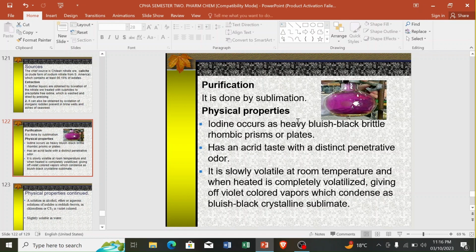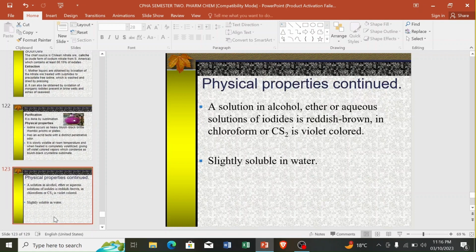Then we have physical properties. Iodine occurs as heavy bluish black brittle rhombic prisms or plates, has an acrid taste with a distinct penetrating odor. It is slowly volatile at room temperature, and when heated is completely volatilized, giving off violet colored vapors which condense as bluish black crystalline sublimate, as we saw those crystals in the other slide.